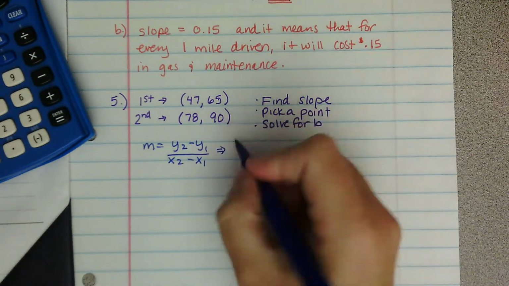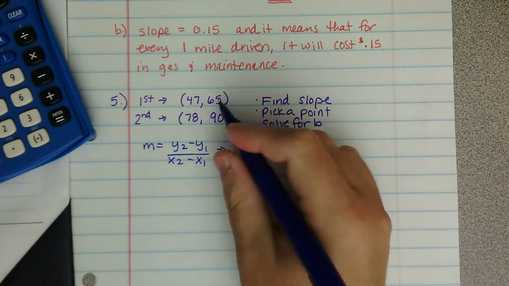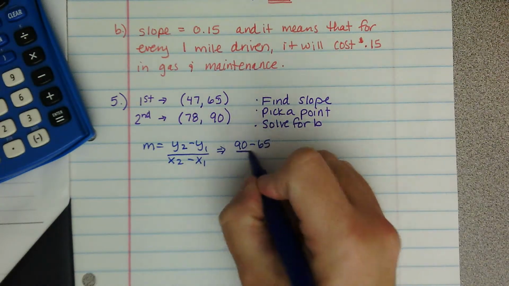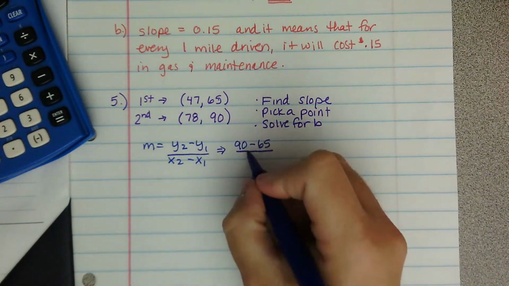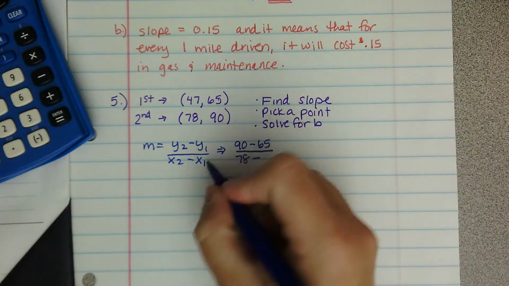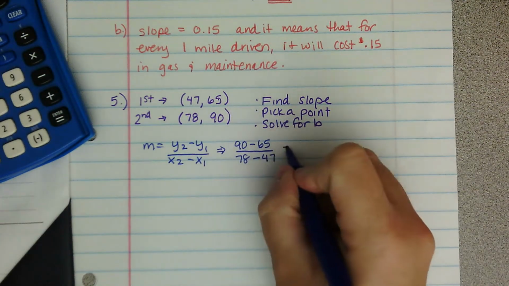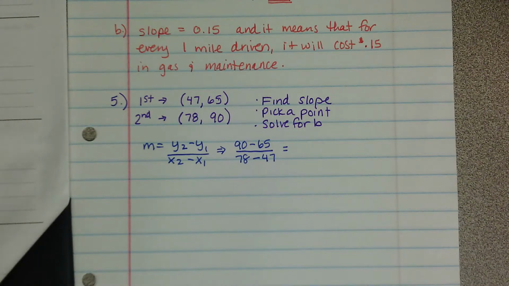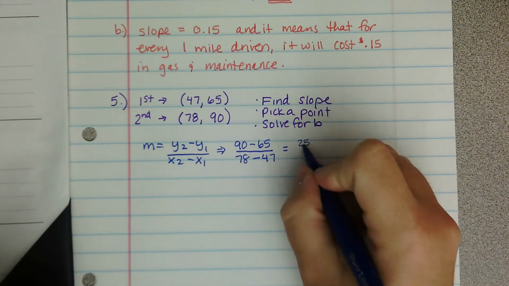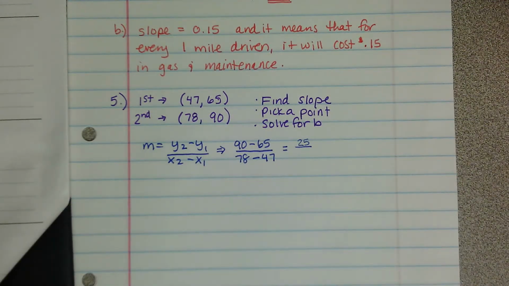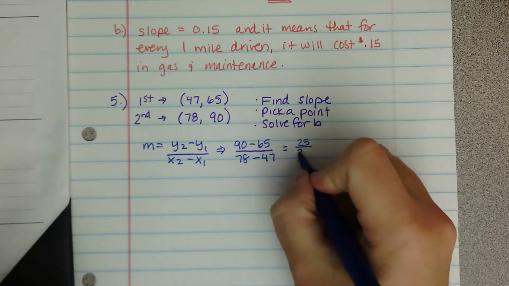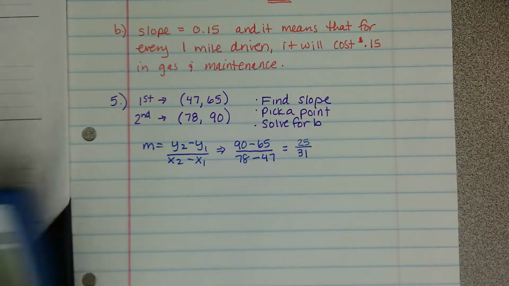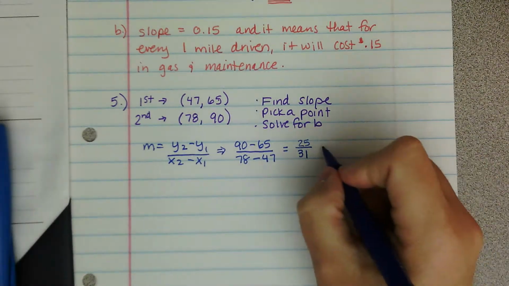So the second y is 90, and the first y is 65. And the second x is 78, and the first x is 47. And we're going to do that subtraction. Got a calculator here to make it go faster. 25 on top and 31 on the bottom. So there's our slope. This is the m.